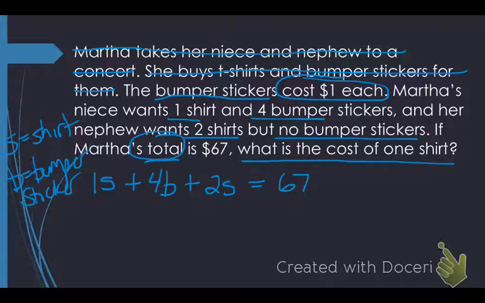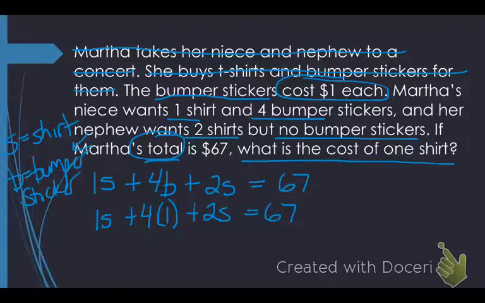Okay, so as I continue, I see that the bumper stickers cost $1 each. So I'm going to go ahead and substitute the $1 each for the bumper sticker cost. So 1 shirt plus 4 bumper stickers, which I know cost $1 each now, plus 2 more shirts equals $67.